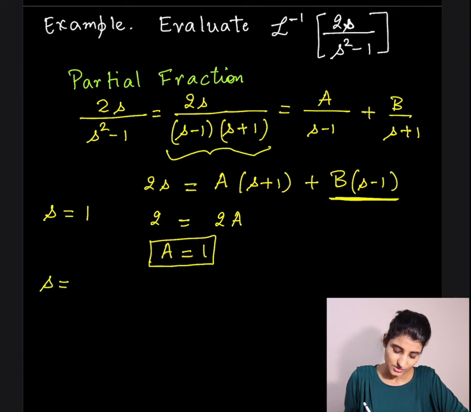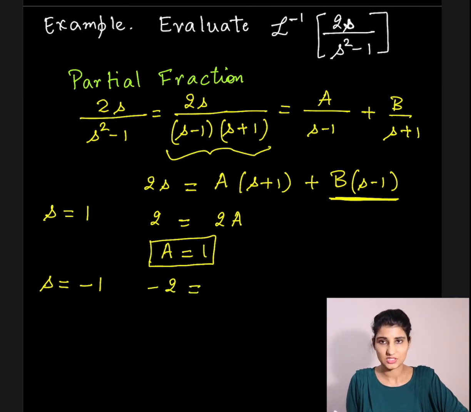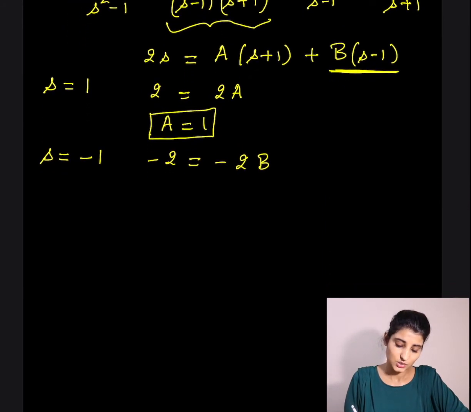Similarly, if you choose s equal to negative 1, s plus 1 is equal to 0. So you have negative 2 equal to 0 times a, which is 0, plus negative 2 times b. Divide by negative 2 on both sides to get the value of b. So b is equal to 1.